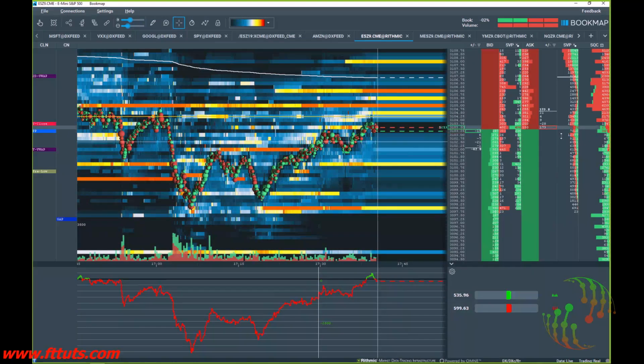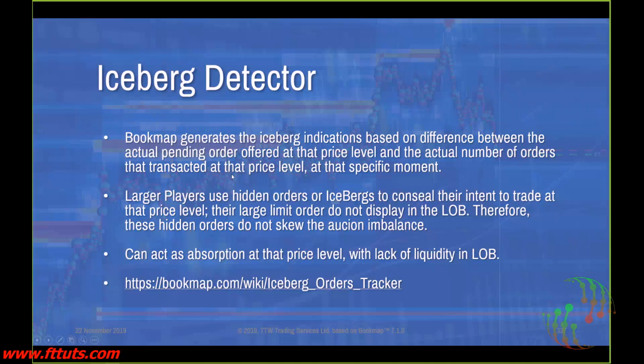So what I wanted to say in coming back to our presentation is that this is only a part of what we see. Bookmap generates the iceberg indications based on the difference between the actual pending order offered at a price level and the actual number of orders that transacted at that price and at that specific moment. Larger players use hidden orders, icebergs, to conceal their intent to trade at that price level. Their large limit orders do not display in the limit order book. Therefore, these hidden orders do not skew the auction imbalance.